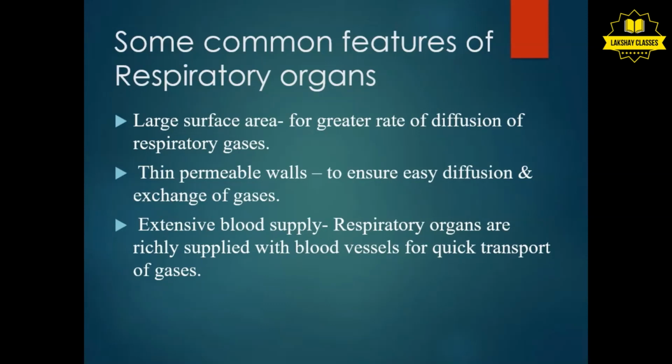Then they are richly supplied with blood vessels, because the oxygen which is needed by the cell will be dissolved in the blood. So respiratory organs are richly supplied with blood vessels for quick transport of the gases. So these are some of the features which are common in respiratory organs of the respiratory system.